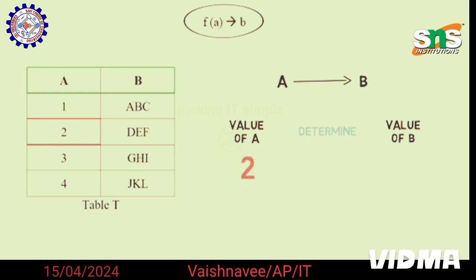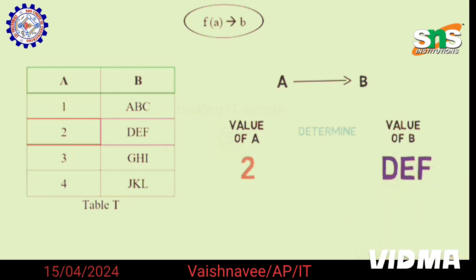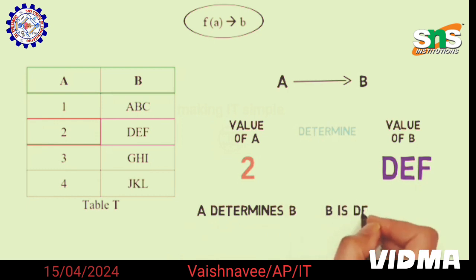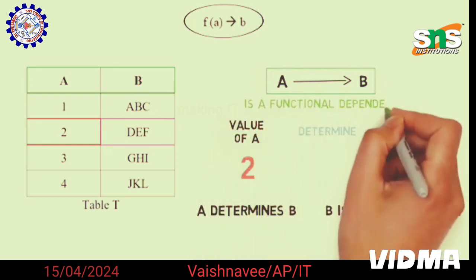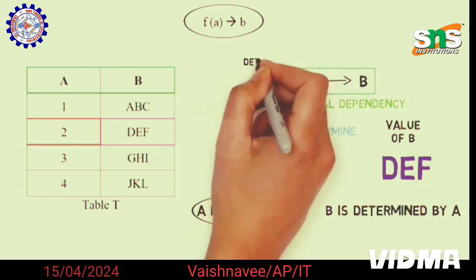For example, if we are given the value of A as 2, can we find the value of B? We check the table and search for 2 in column A, and corresponding to that 2 we get a value of B, which is D, E, F. So by using A, we found the value of B. That means we can say that A determines B, or B is determined by A. And we can say that A determines B is a functional dependency.